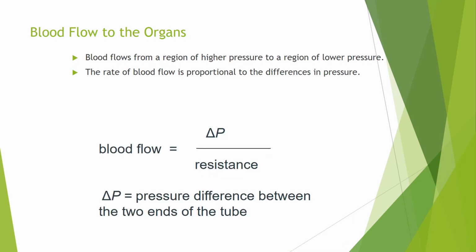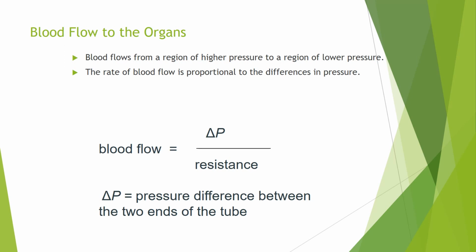With the principle of diffusion, blood will flow from regions of high to low pressure, okay? So that does not change. And so blood flow will go from high areas of pressure to low pressure, and the rate will be directly proportional to the differences in pressure. So we have this simple equation where blood flow is equal to the change in pressure divided by the resistance.